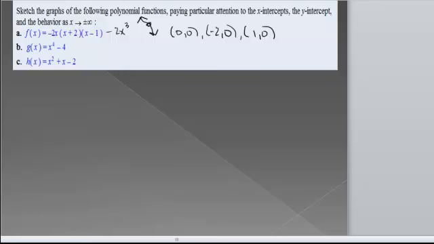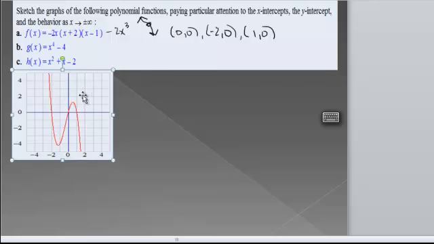So let's see how this looks in graph form. What we have is the point (0, 0), the point (-2, 0), and the point (1, 0). Remember, our general shape of the graph looks something like this. Well, it's falling from the left, and it continues to fall on the right. So this is how we will come up with that particular graph.